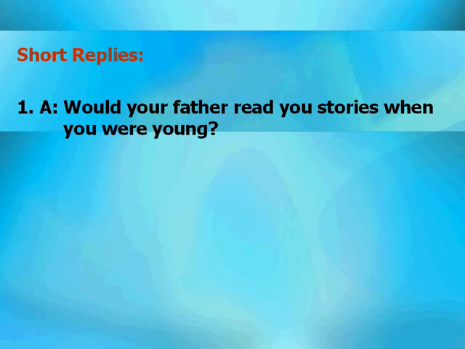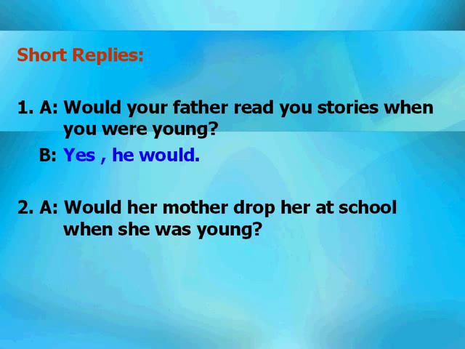Now we look at short replies. Number 1, A. Would your father read you stories when you were young? B. Yes, he would. Now you can see that we are using would in short replies because we are not using any other helping verb. We are using would itself. Number 2, A. Would her mother drop her at school when she was young? B. No, she wouldn't. So yes, he would. No, she wouldn't. They're short replies.